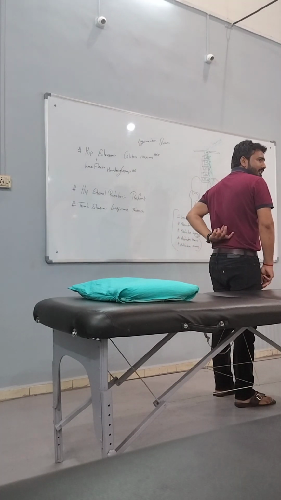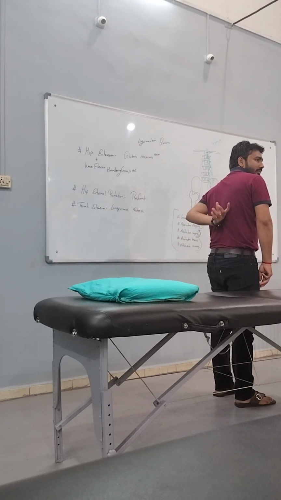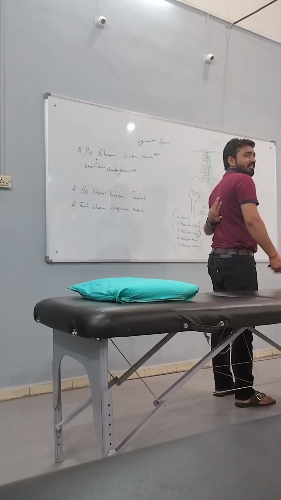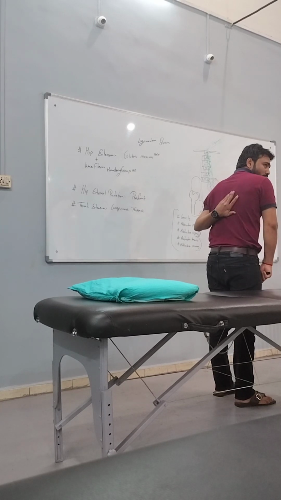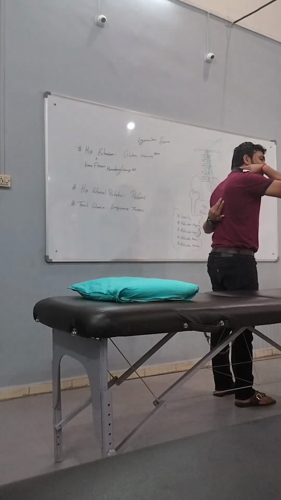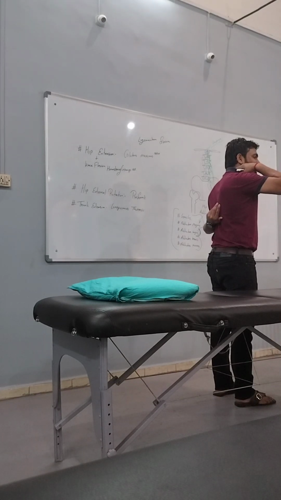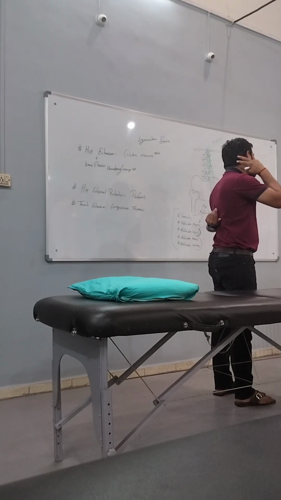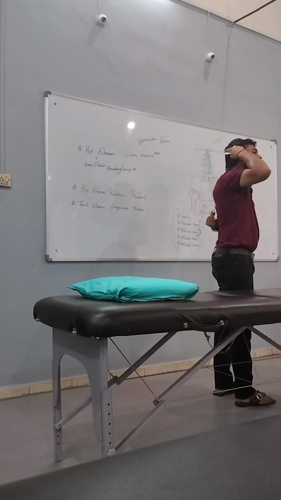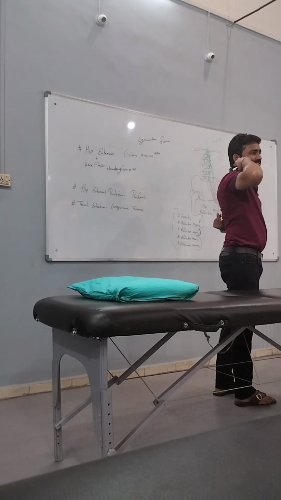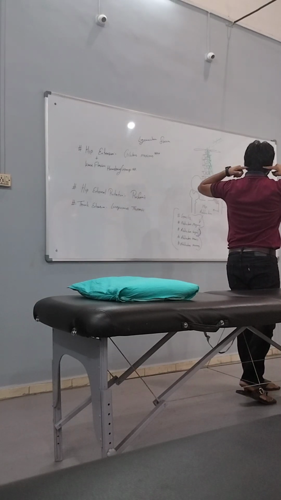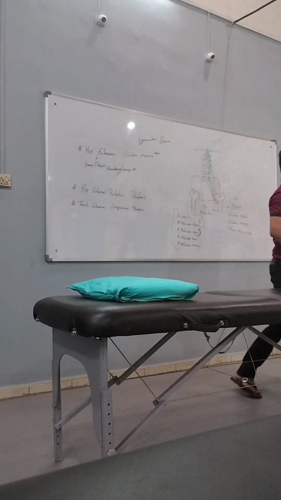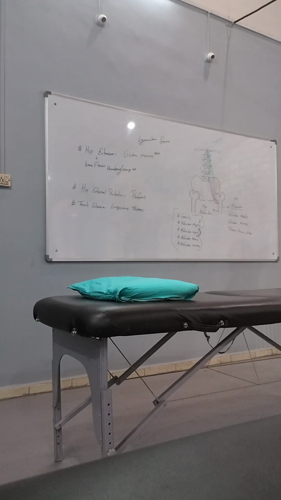Longissimus thoracis starts from the lumbar, but mostly functions on the thoracic. Longissimus cervicis starts from the thoracic, but functions on your cervical. And longissimus capitis starts from your cervical, but functions here in your capitis. This area is called the capital area.